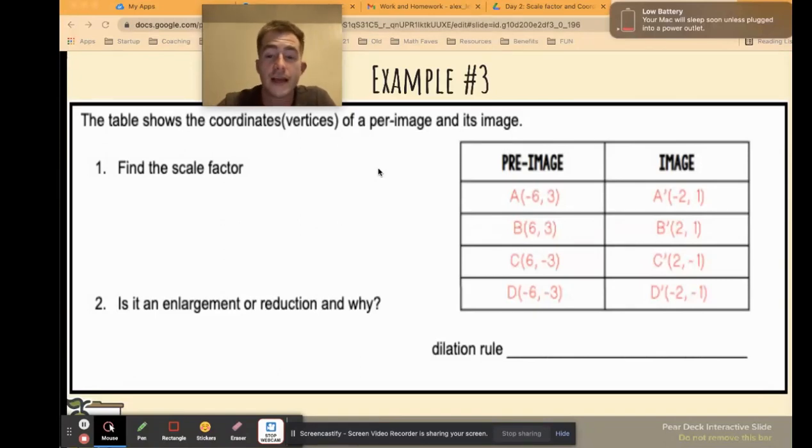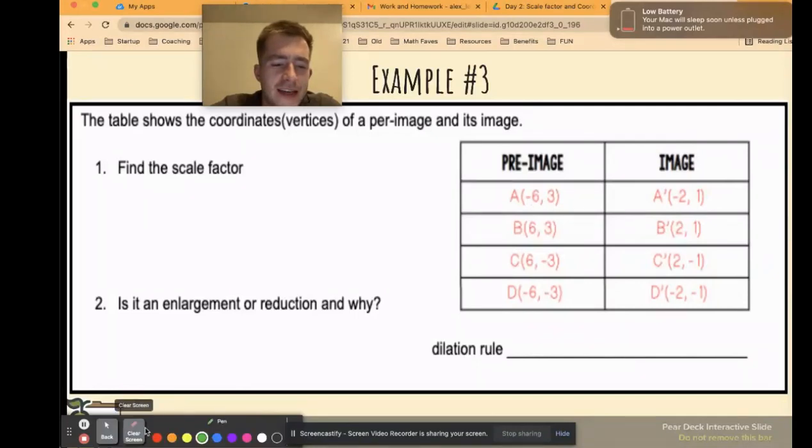So we have pre-image. We have A at -6 and 3. And then we have the new image, A apostrophe, at -2 and 1. Well, how did I get from -6 to -2? Now, you might be thinking, wait, -6 divided by 3 is -2. Would that mean our scale factor is 3? Not necessarily, because scale factor is always multiplying, right?